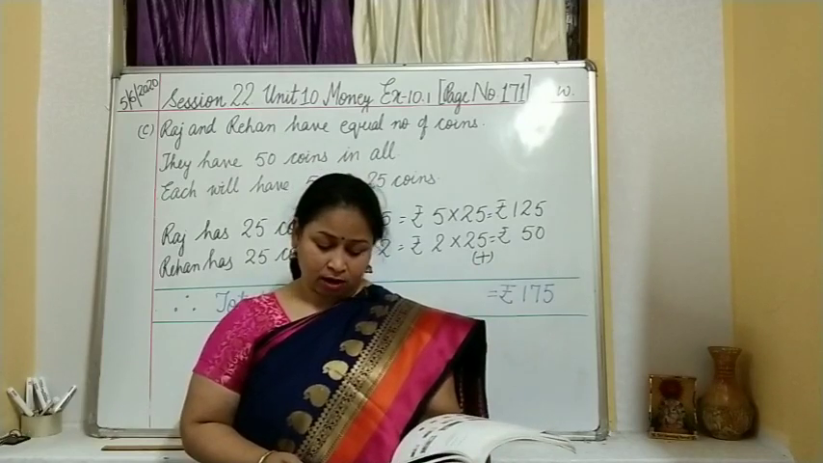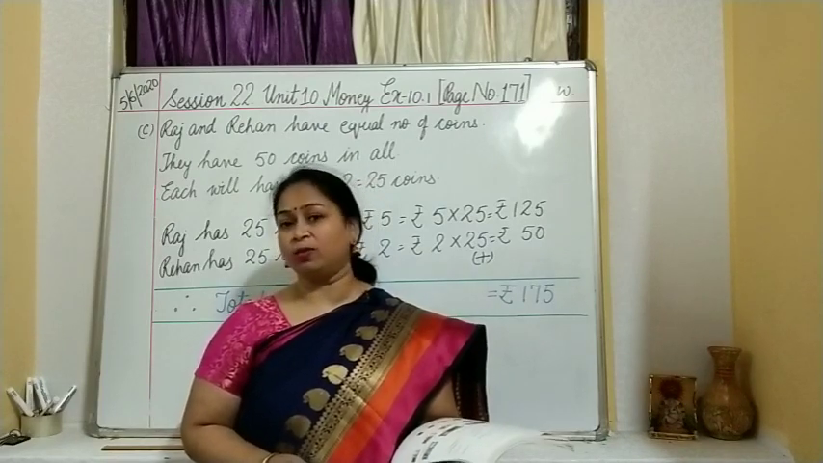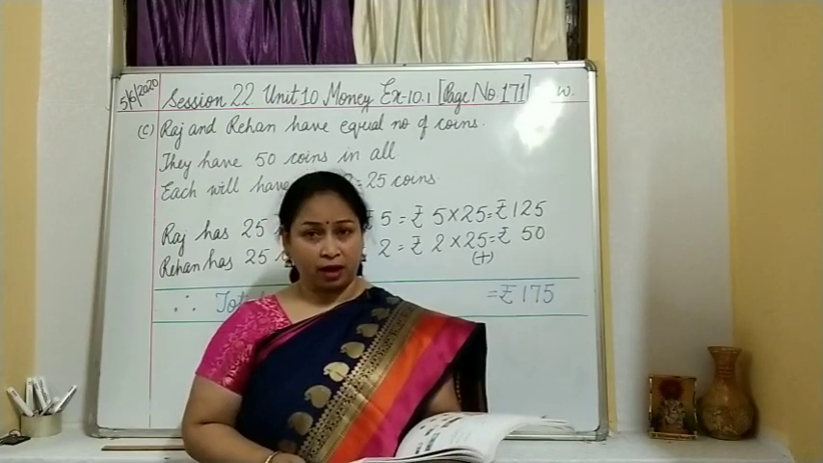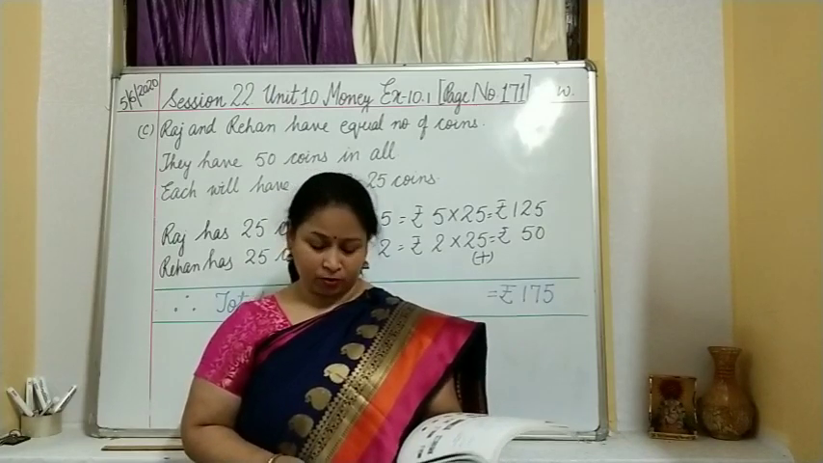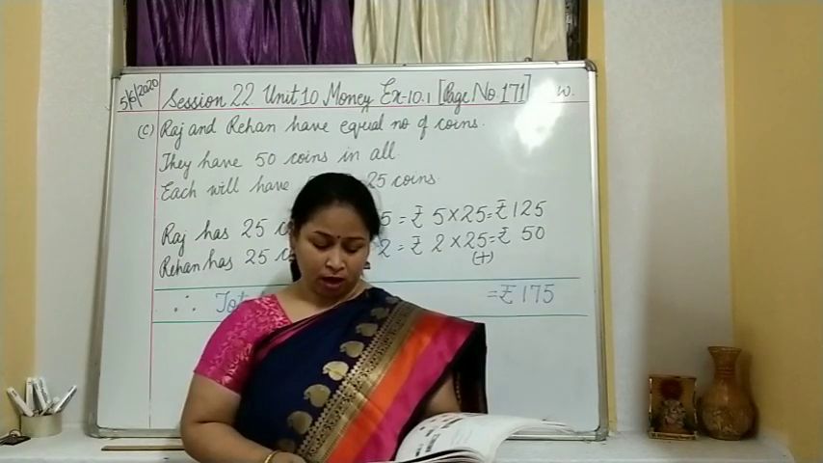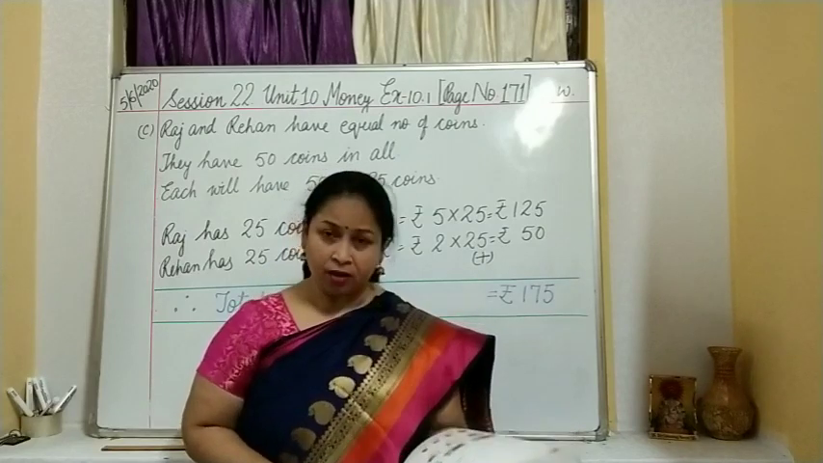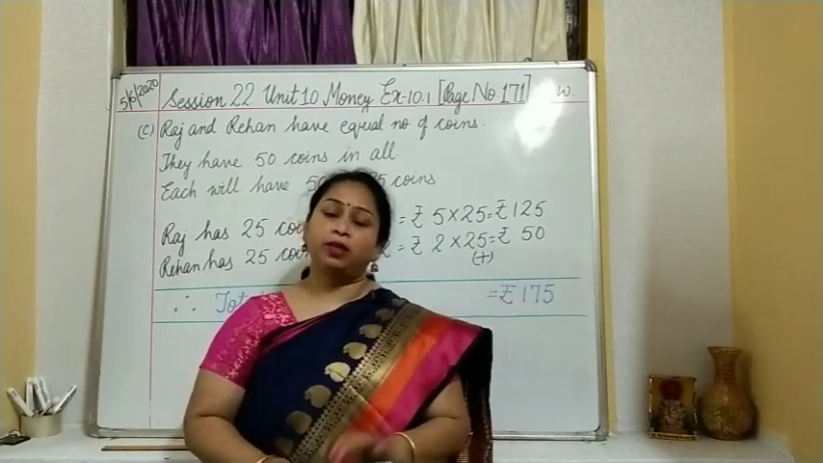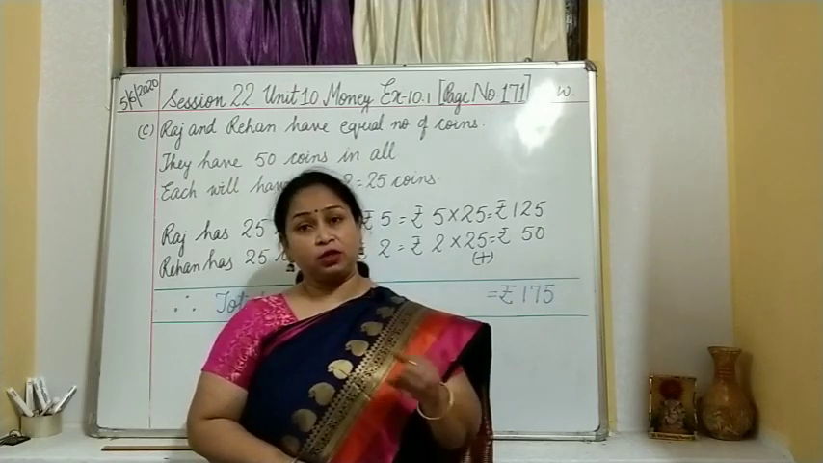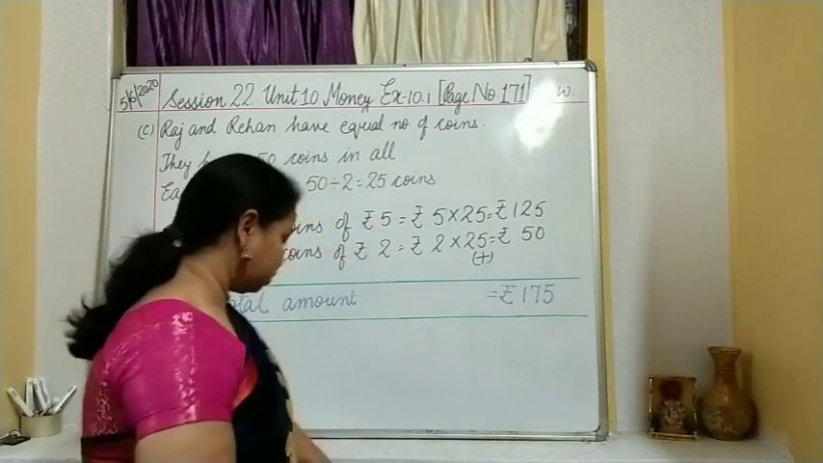Then Raj has coins of rupees 5. They have equal number of coins, but the denomination is not the same, as Raj is having 5 rupee coins and Rehan has coins of 2 rupees. How much money do they have in all? So the total number of coins they are having is given as 50, and each one is having an equal number of coins. So how to do this question?